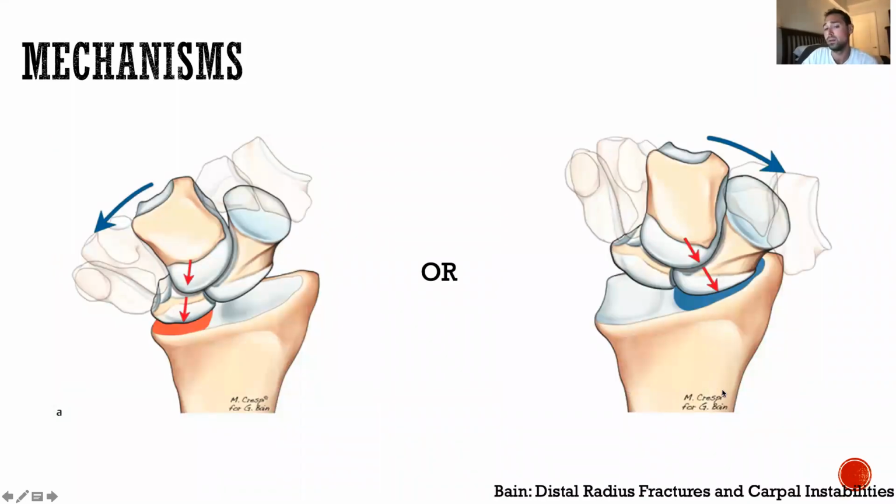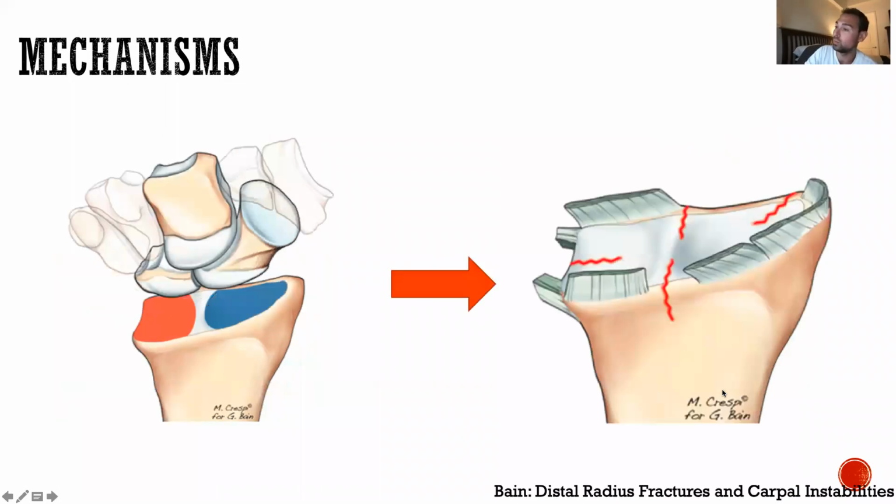Kind of simply stated, this is the effect of the hand being either in ulnar deviation or radial deviation, and then as you transmit a load through the carpus, it splits at areas of weakness, usually the plate between the 2 facets, and then fractures propagate out from that in a characteristic fashion.